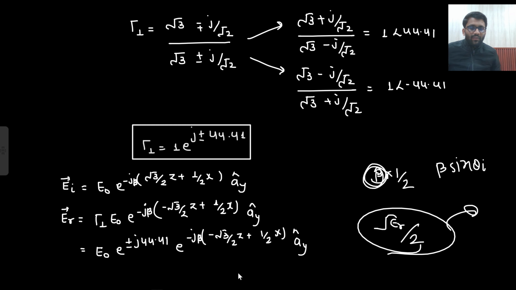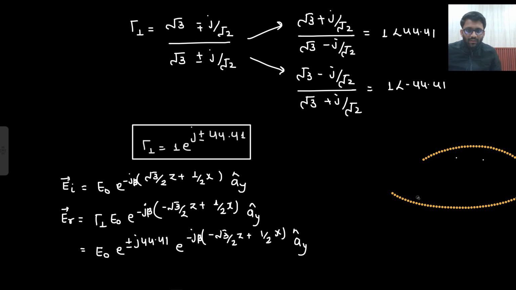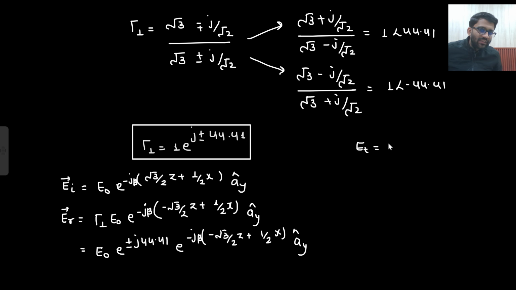For that, what do I need to write down? For writing down the transmitted wave in medium 2, which coefficient would I require? Transmission coefficient, right?